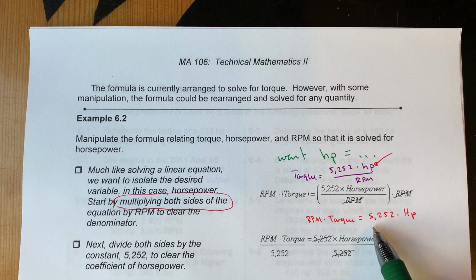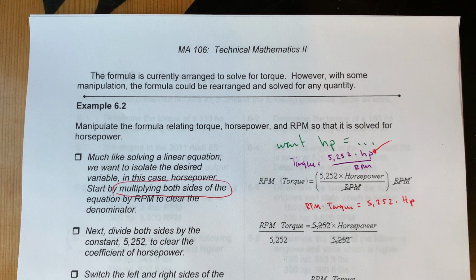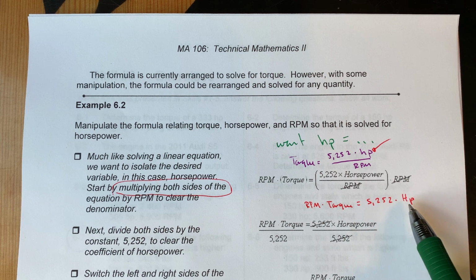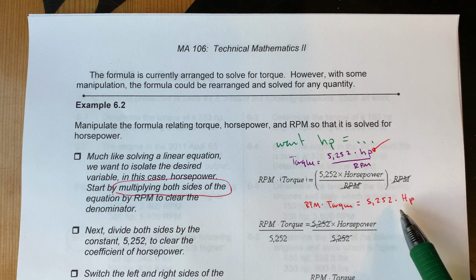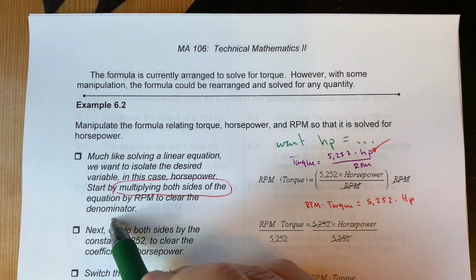So what I want to do now is get rid of the 5252. I need to shift it over. So how am I going to do that to get rid of 5252? Well, now it's multiplied by the horsepower. If I want to undo multiplication, what I'm going to do is divide. So I'm going to divide both sides by the 5252. Just a constant, right? It's this constant that does all these unit conversions. So if I divide that out, divide from both sides, right? Divide both sides.